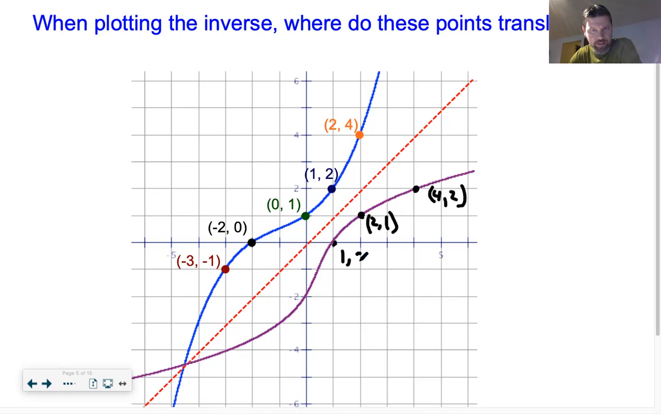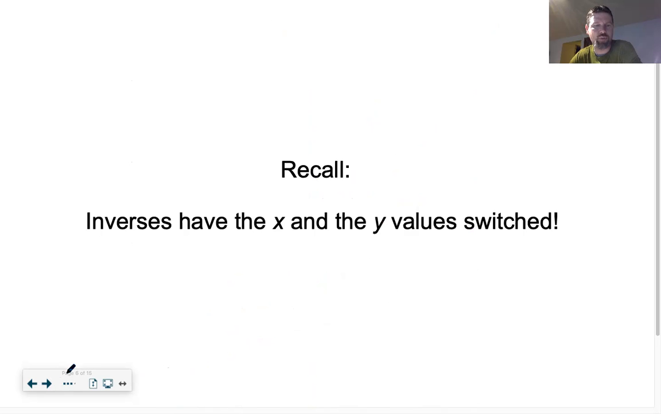You might be noticing a pattern. Same numbers, but the order is switched. That shouldn't come as much of a surprise. This is an x value, that's a y value, and it ends up being that the x and the y switch. That might sound familiar to you. That's one of the ways we found out what an inverse function was. We literally switched the x and the y's, and then we solved. So that's one of the properties of inverse functions, that they have the x and the y values switched. All this should be old news, but it's good to have it refreshed. So recall, inverses have the x and the y values switched.